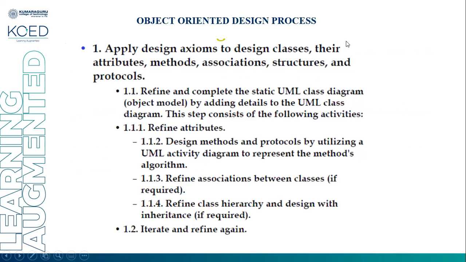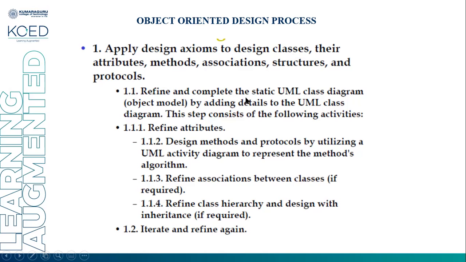So the design process contains 3 steps. The first step is to apply the design axioms to design classes, their attributes, methods, associations, structures, and protocols. It means the first step speaks about the business layer, classes and objects. It contains a lot of steps and sub-steps.